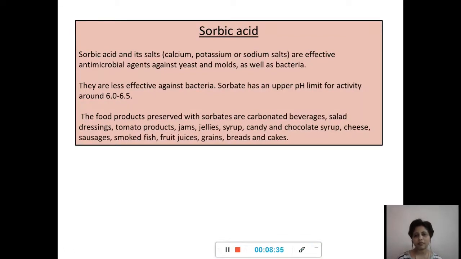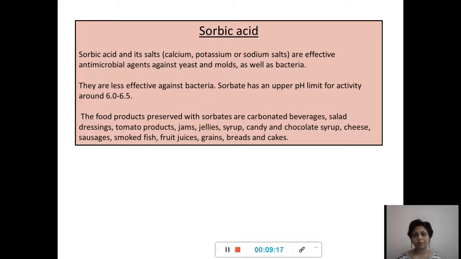Coming to sorbic acid. Sorbic acid and its salts, like calcium, potassium and sodium salts, are quite effective antimicrobial agents against yeasts and molds, and less effective against bacteria. They have an upper pH limit of activity around 6 to 6.5, so at pHs beyond that they are not very active. You can find them in carbonated beverages, salad dressings, tomato products, jams, jellies, syrups, candy, chocolate syrups, cheese, sausages, smoked fish, fruit juices, etc.